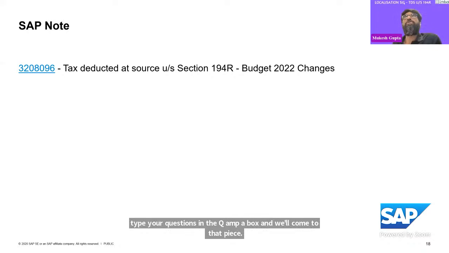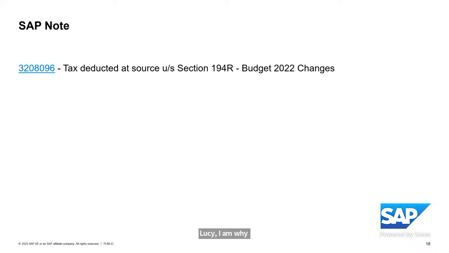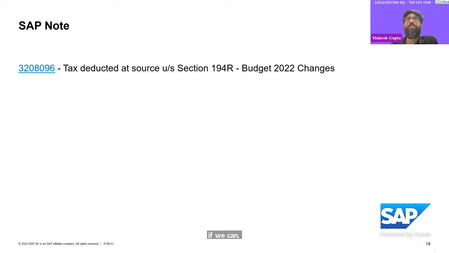Next question. Please let us know the component which has to be selected for getting the SAP note for pilot implementation. FI. Priya, you know the component name? FI hyphen LOC, INWHT, I guess, right? FI-LOC-FI-IN or XX-CSC-FI-IN. If you can just type it in the chat so that people can make a note of it, please, Priya.